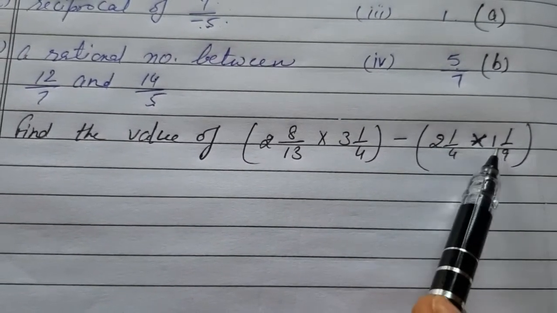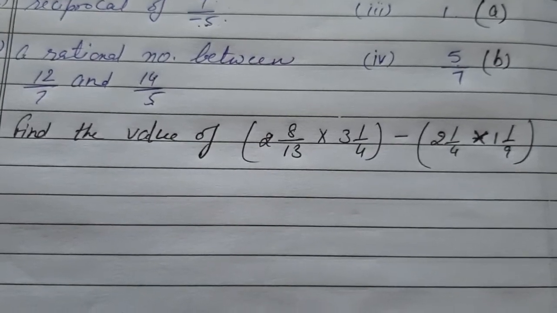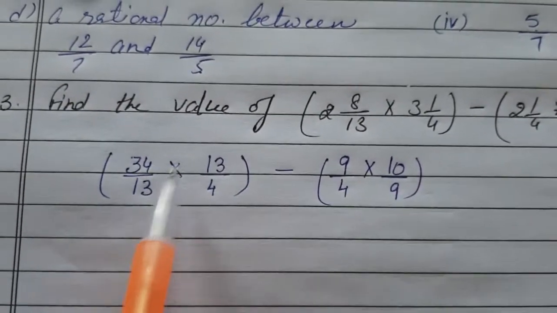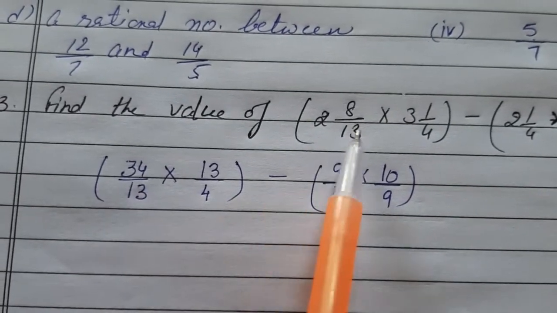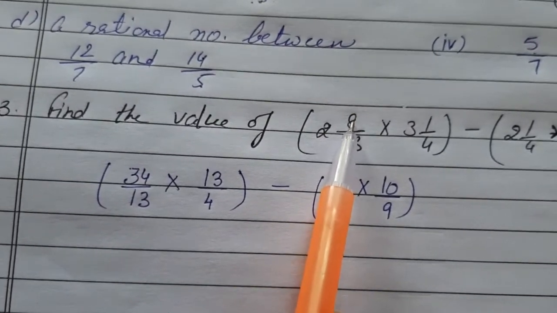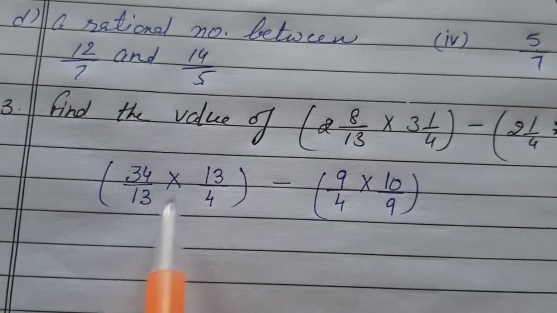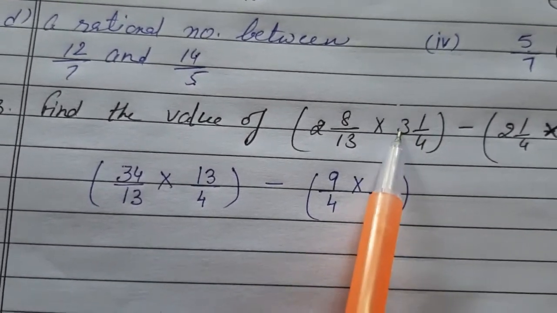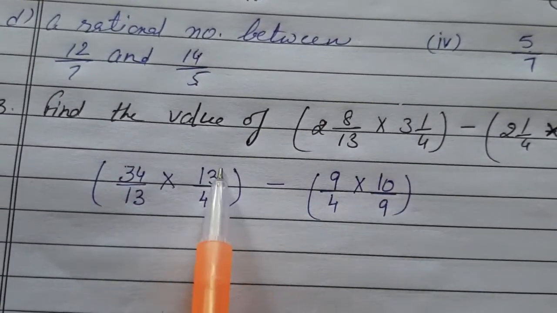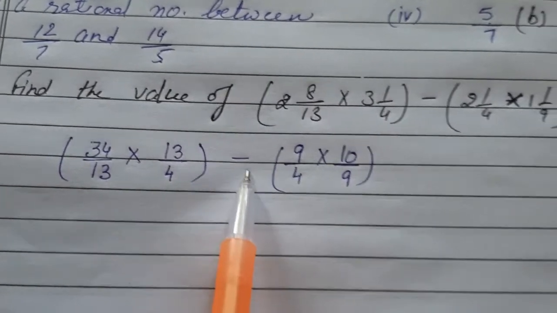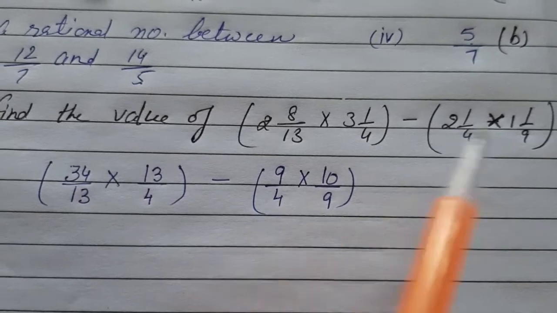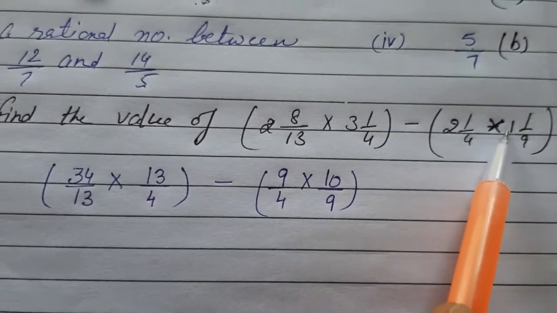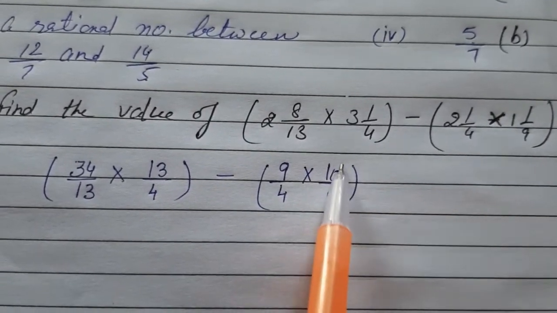Next is find the value of 2 and 8 by 13 multiplied by 3 and 1 by 4 minus 2 and 1 by 4 into 1 and 1 by 9. So first of all we will change mixed fraction into improper one. 13 2s are 26, 26 plus 8, that is 34 by 13 multiplied by 4 3s are 12, 12 plus 1, 13 by 4, within bracket minus 4 2s are 8 plus 1, that is 9 by 4 into 9 1s are 9 plus 1, 10 by 9.